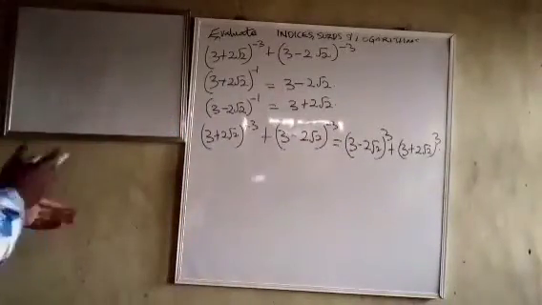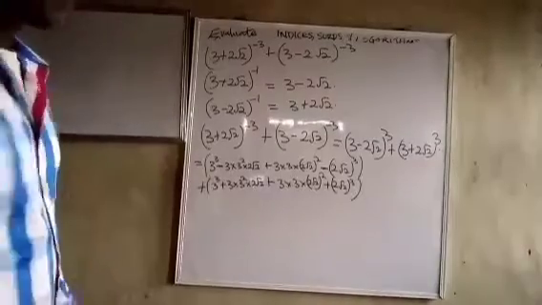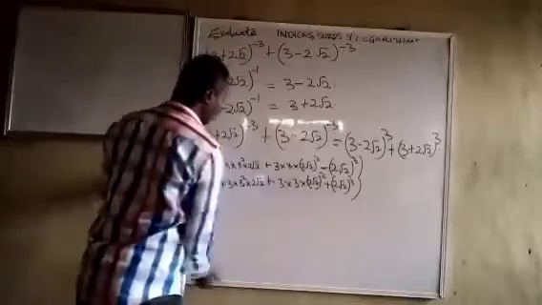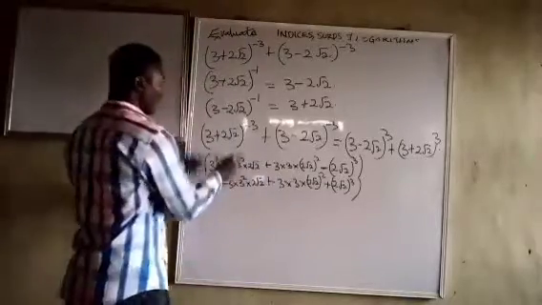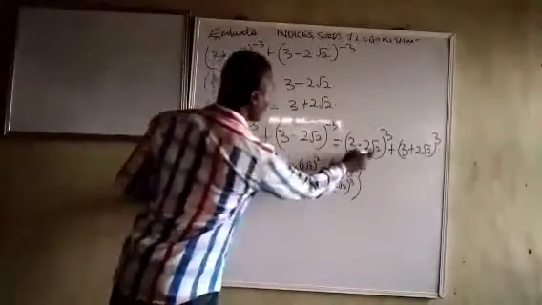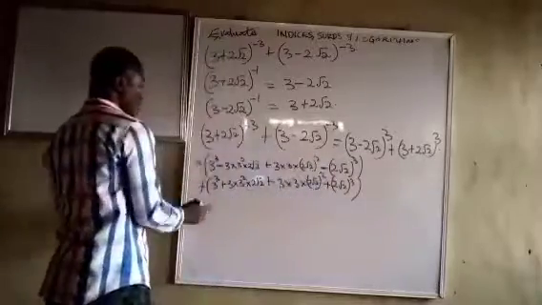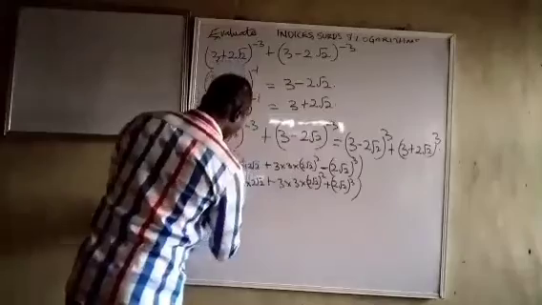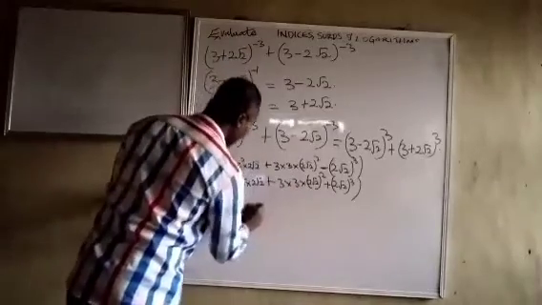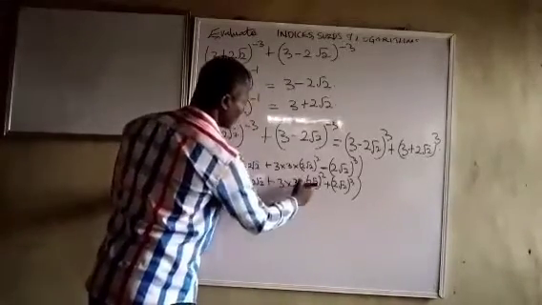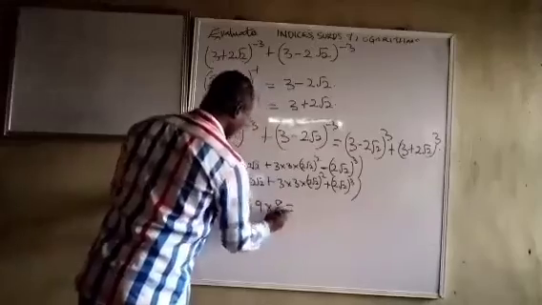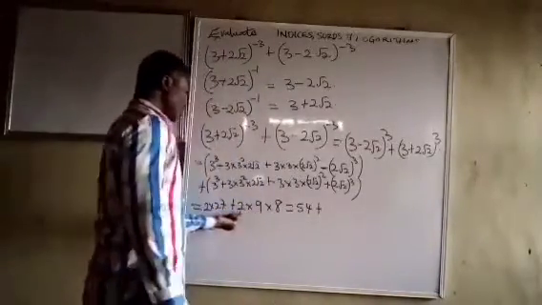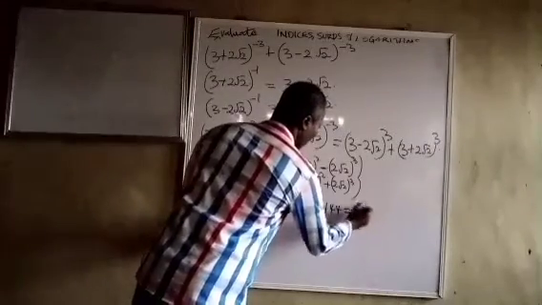Now let's find the cube of each. Using our understanding of binomial expansion, you can do it one by one, but I just decided to do it straightforward. For this one, this is the expansion. For this one, this is the expansion. On adding, I have 2 times 27. This one you cancel this, this one you cancel this. So plus 2 times, if you look at this one, this is 9, times 2 root 2 squared, which is 8. So what does that give me? It gives me 54 plus 144, which gives me 198.